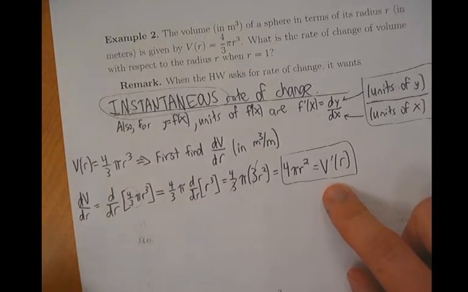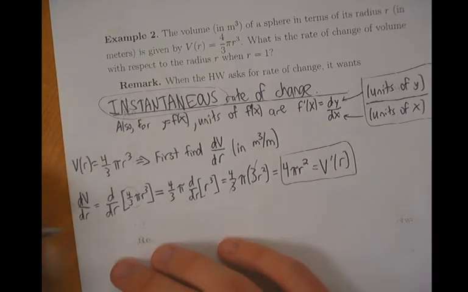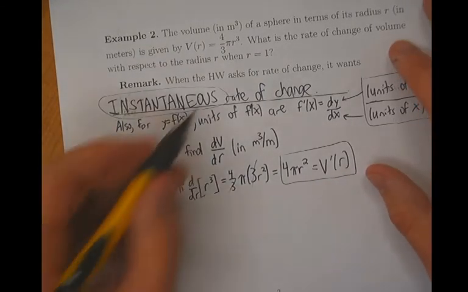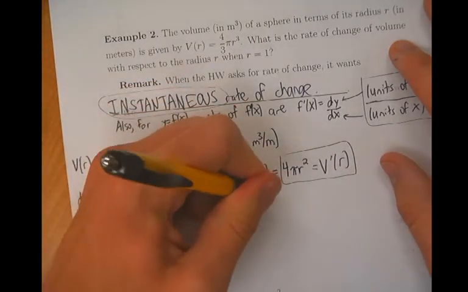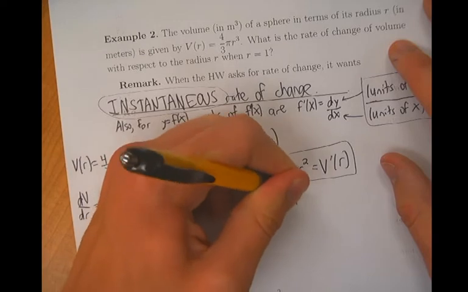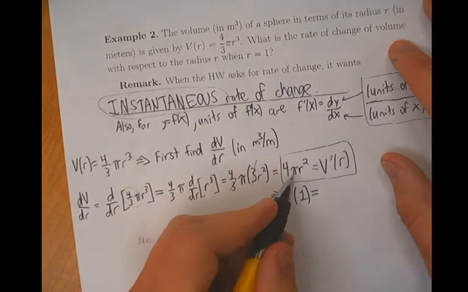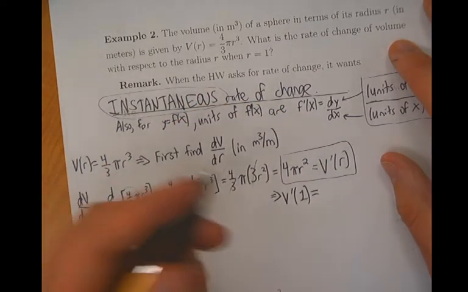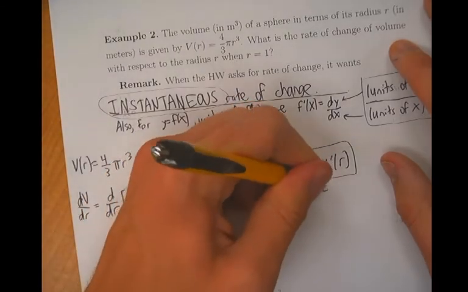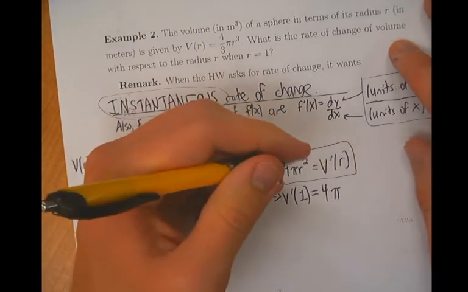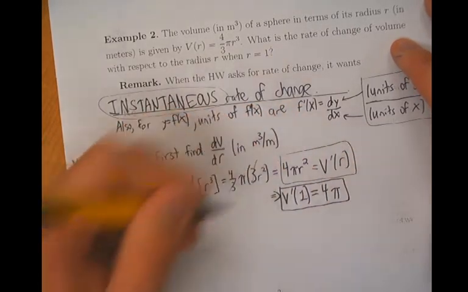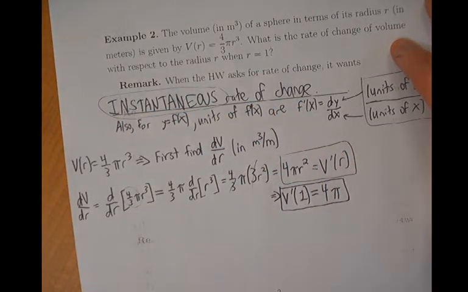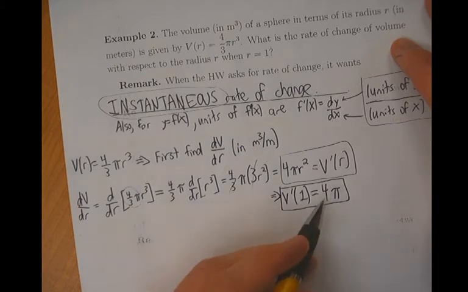So now, we need to figure out what that is when r equals 1. All we have to do now is let r equal 1 right here to get v prime of 1. If you just let r equal 1, you should pretty quickly see that it's just 4 pi. Okay? So that's not too hard to see in terms of the quantity.